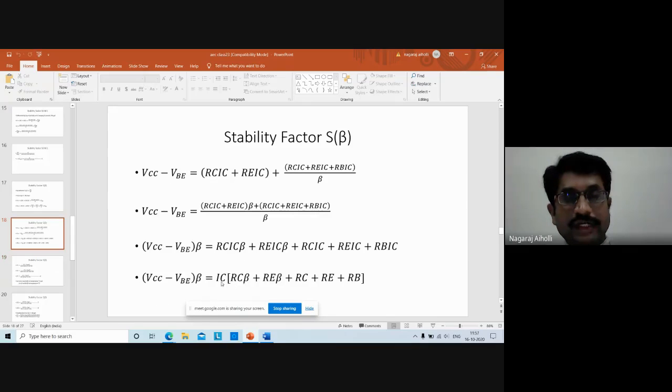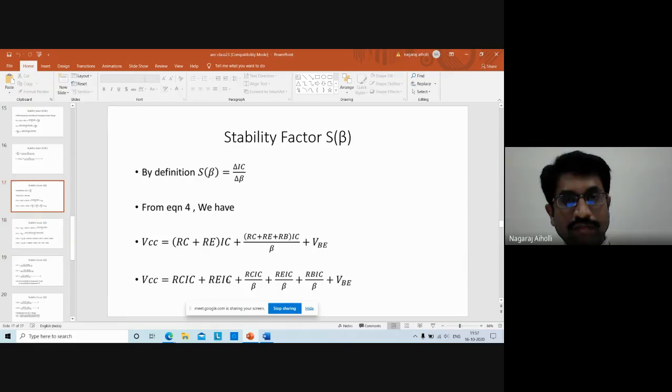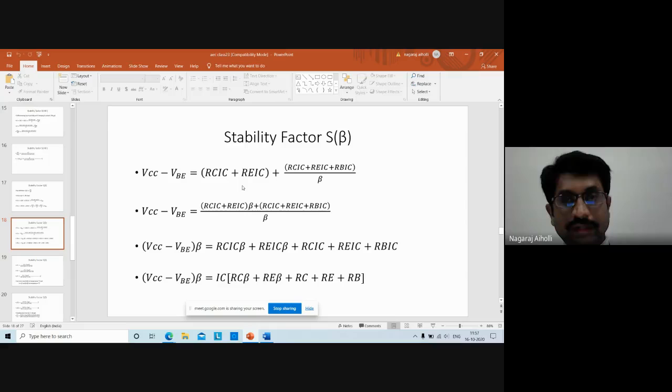Now we want the equation for IC, because the equation for S of beta is delta IC by delta beta. Therefore get the equation for the collector current. The method remains the same whether you are finding S of beta for the fixed bias circuit, emitter bias circuit, voltage divider bias circuit or collector feedback bias circuit. The approach for finding S of beta is the same, whichever biasing method you are using. If you rearrange the equation, you will get IC is equal to (VCC minus VBE) into beta, divided by the remaining terms. This will be as it is.